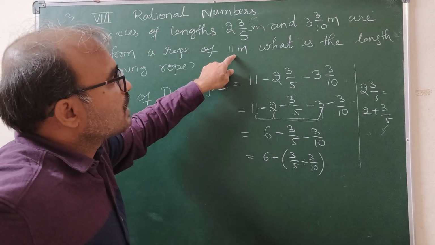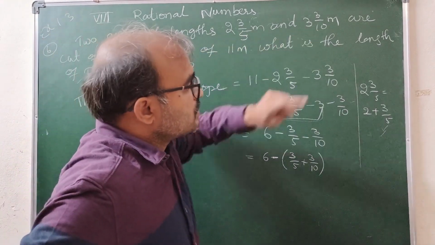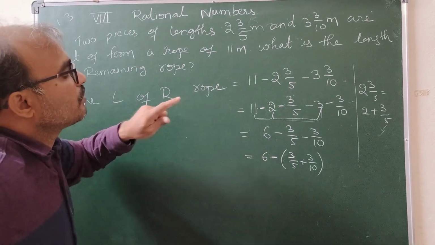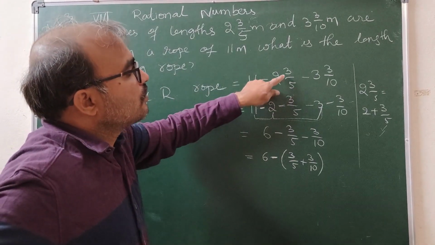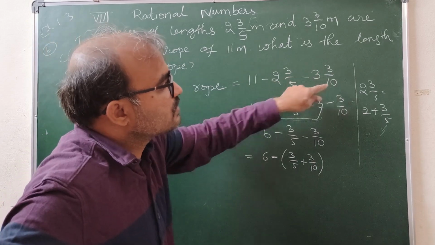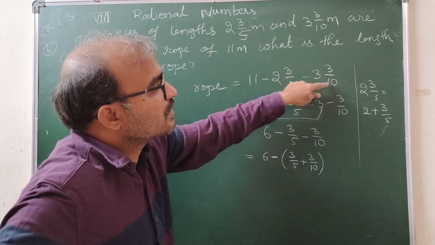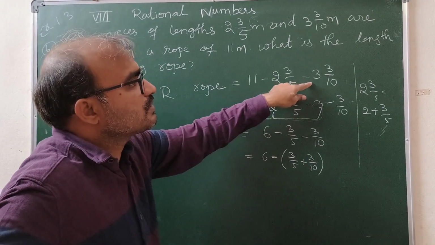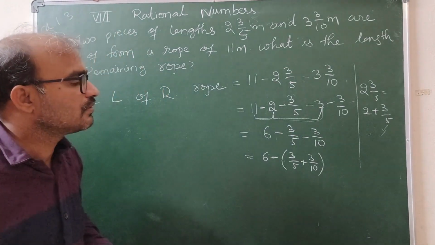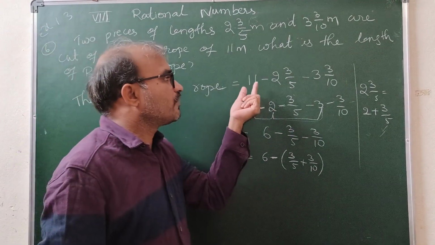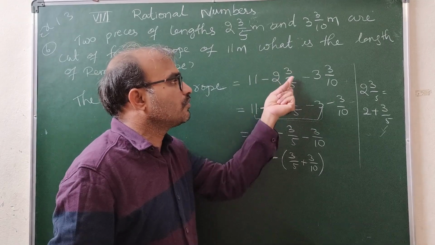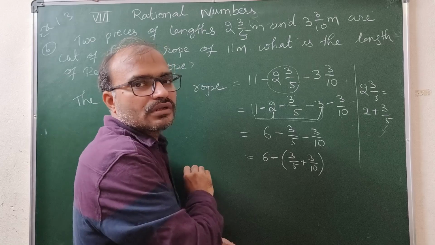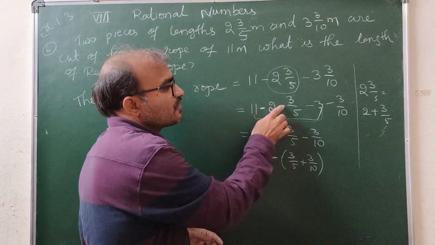Now from 11 meters I have to subtract this. To get the length of the remaining rope, you have to subtract 2 wholes 3/5 and 3 wholes 3/10 from 11. So 11 minus 2 wholes 3/5 minus 3 wholes 3/10. From 11 I have to remove 2 wholes 3/5. This entire number I have to remove, isn't it? That is why write minus for both.